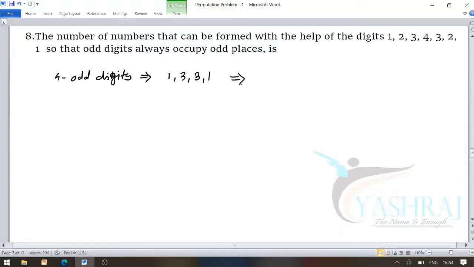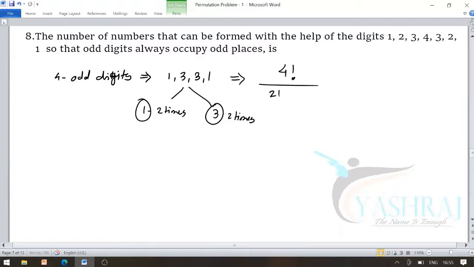So we have to arrange the 4 digits along the 4 odd places. So we have 4 factorial ways, divided by... here 1 is repeated 2 times and 3 is repeated 2 times. So we have to divide 4 factorial by 2 factorial into 2 factorial.